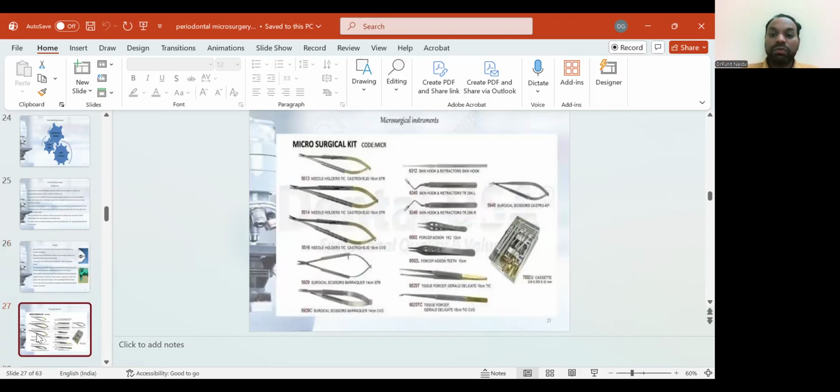These are the various kinds of microsurgical instruments. The first one is the needle holder, which is called the Castroviejo.